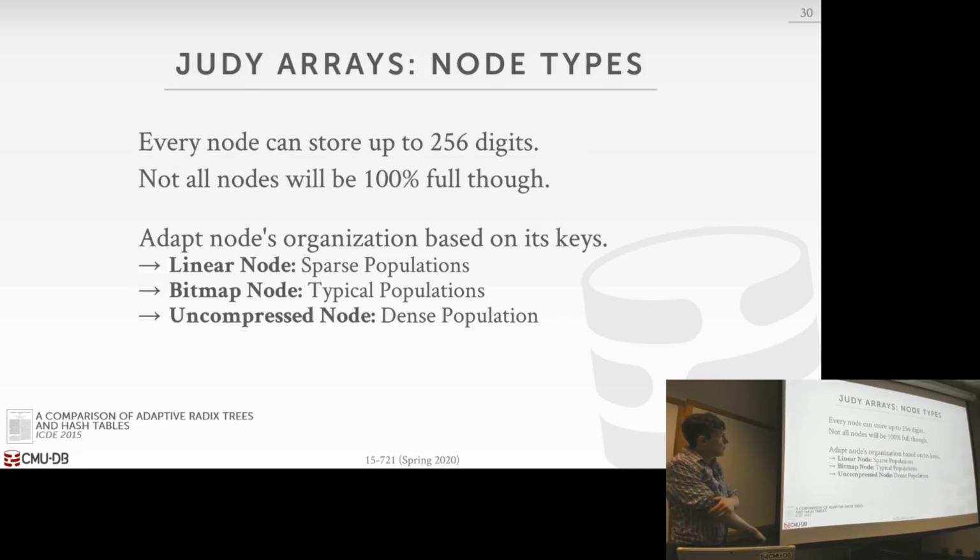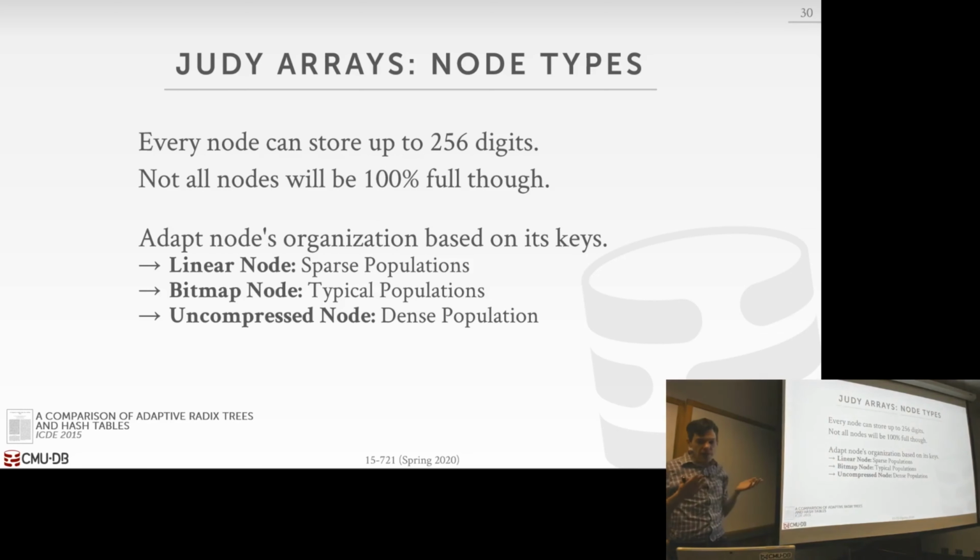So they're going to have 3 node types. Again, it's a 256-way trie, so that means that you can store up to 256 digits per node. But the idea is that not every node is going to have exactly 256 digits. So rather than storing 256 pointers, they're going to have a more compressed form to represent these things. So we're going to talk about the linear node and the bitmap node. The uncompressed node will be similar to what Hyper does, but Hyper will also have the linear node. It's the bitmap node that they're going to be different.